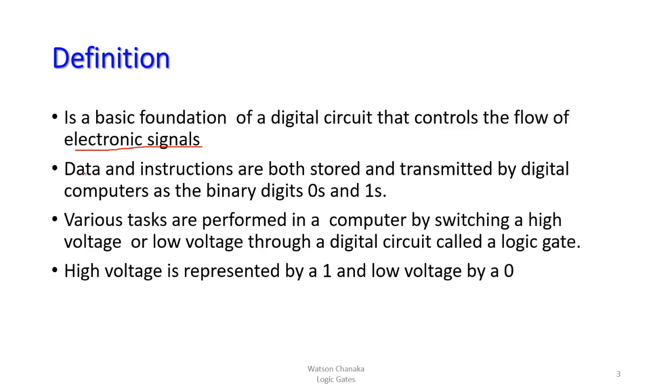Data and instructions are both stored and transmitted by digital computers as binary digits, zeros and ones. Looking at the first chapter we did about the binary numbering system, we said computers don't understand anything. They don't understand any words from A to Z or any symbols, but they only understand zeros and ones, which are binary numbers. Let me give an example of a guy sitting at his computer who wants to send information to another guy sitting at another computer.